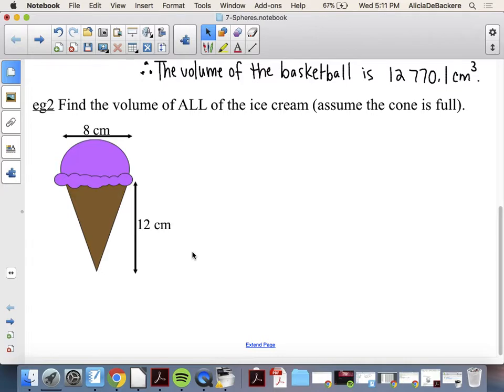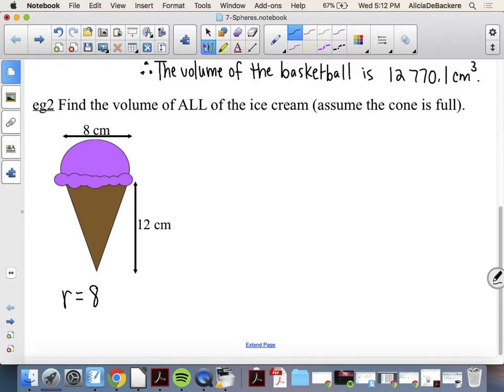Before I do that, I notice that again, they did not give me the radius. So first I need to calculate the radius of the cone. Now the diameter was 8 going all the way across, so the radius is going to be half of that. So I divide it by 2 and I get a radius of 4 centimeters. Now I'm going to find the volume of the top and the bottom separately.